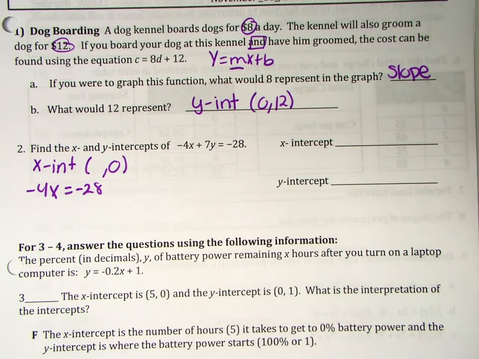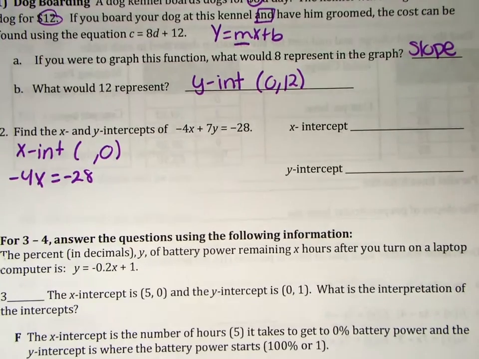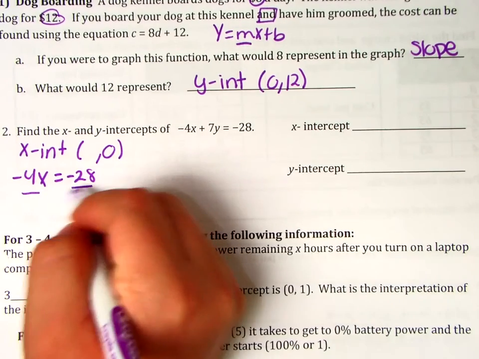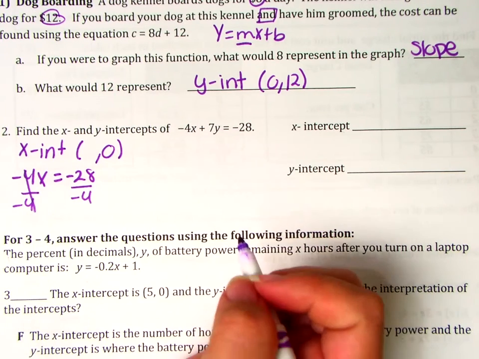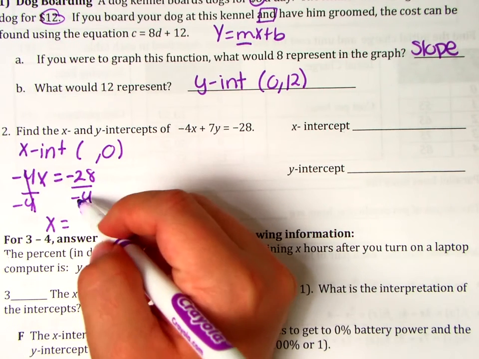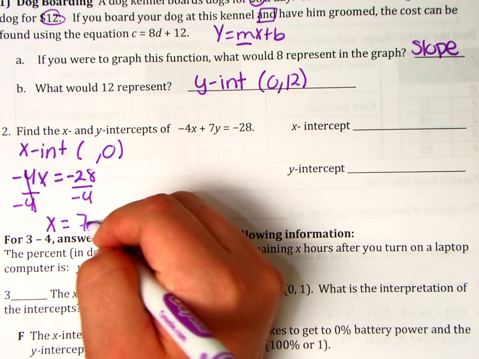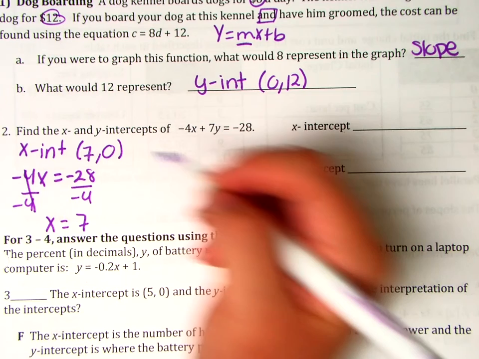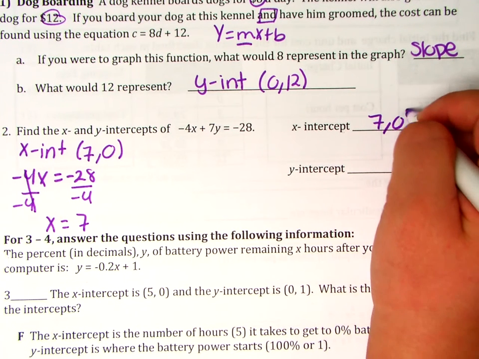And we know that all we have to do to get x by itself, because the negative 4 and the x are multiplying, is going to be to divide both sides by negative 4. By doing that, we now have x by itself. We know two negatives are going to give us a positive, and we know that 4 times 7 is going to give us 28. So our x-intercept over here is going to be 7, 0.